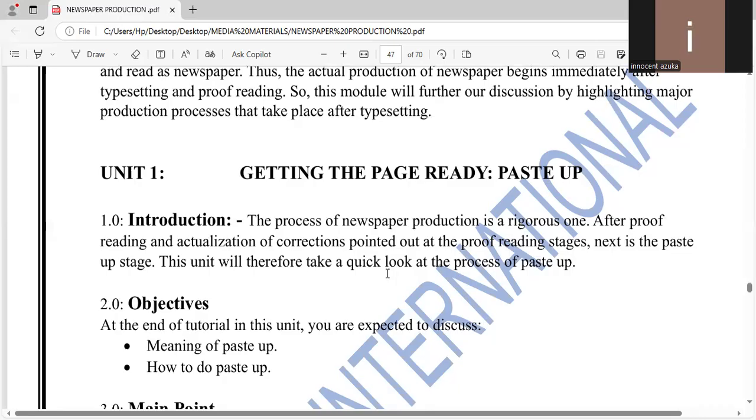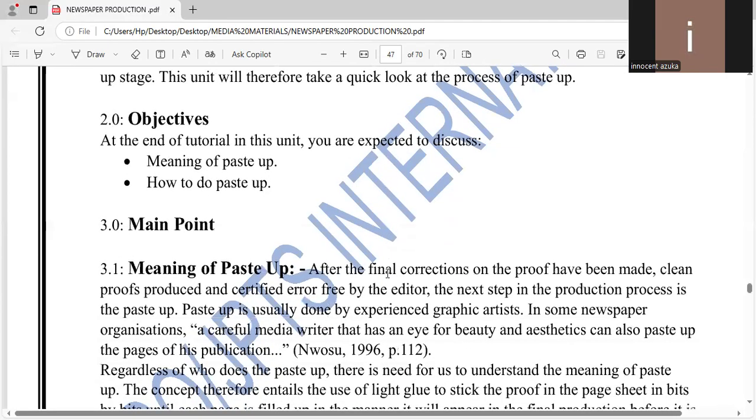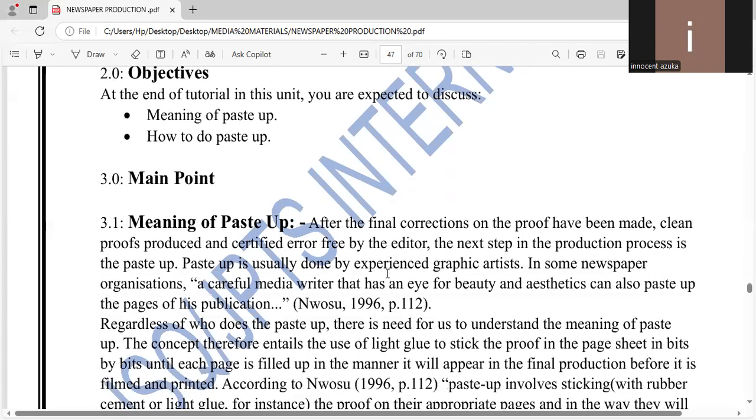Paste up page. So what do you understand by paste up page? After the final correction of the proof, I've made a clean product, error free, satisfied by the editor. The next step in the production process is the paste up. So paste up is usually done by experienced graphic artists.